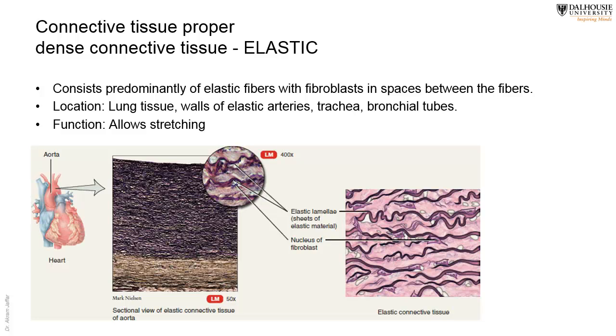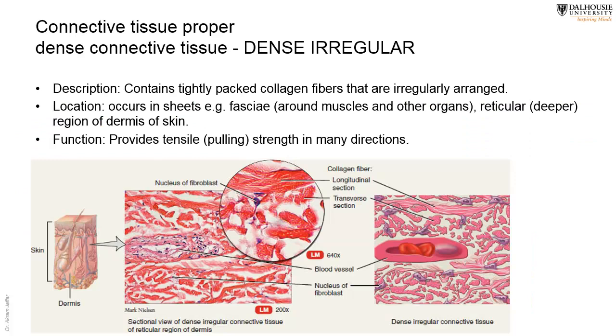They are present in large blood vessels, for example, in the aorta here. This is a section from the aorta, a large blood vessel. It's called an elastic artery. So they stretch and recoil back. Same thing happens in the tissues of the lung. The main function is that they allow stretching. So this is the elastic type of dense connective tissue. These are the three main types of dense connective tissue.